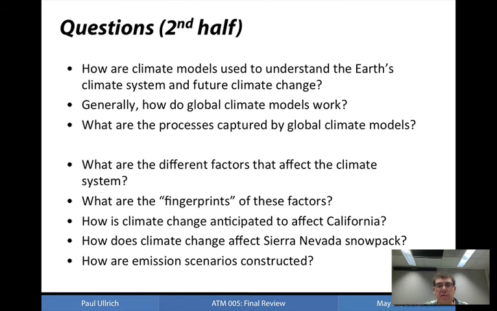Climate change will affect Sierra Nevada snowpack by preventing snow accumulation and instead having that precipitation be in the form of rain. So we anticipate a major decrease in total Sierra Nevada snowpack over the next 100 years. Emission scenarios are constructed, again, by consulting with economists and using basically estimates of GDP growth in order to build up models of total carbon dioxide emissions that are necessary in order to support that economic growth.